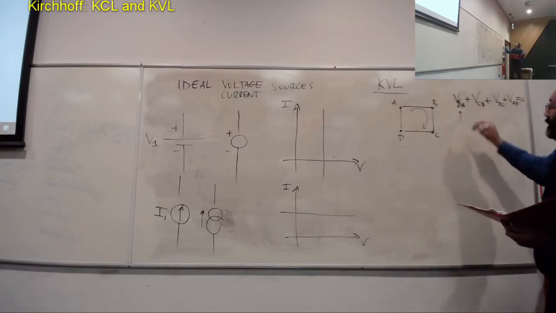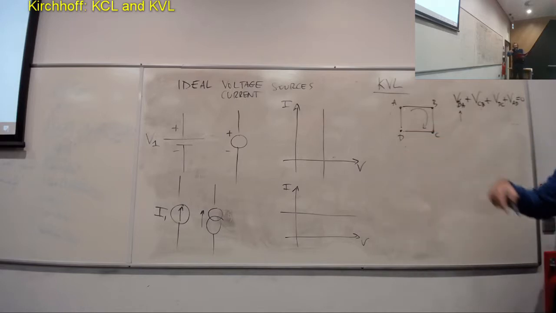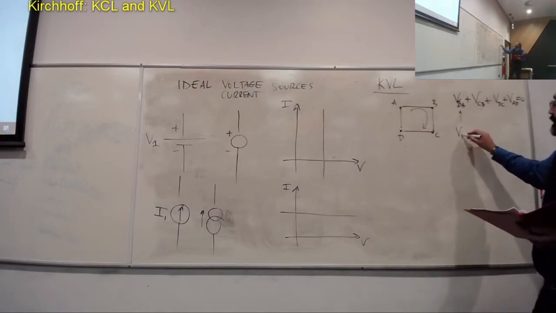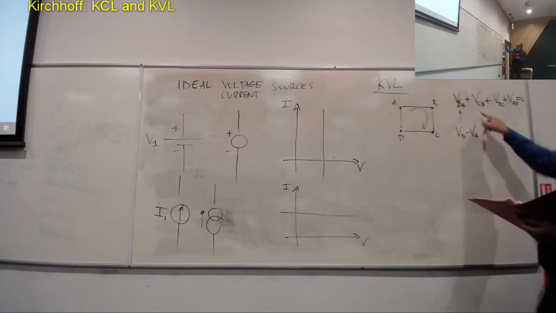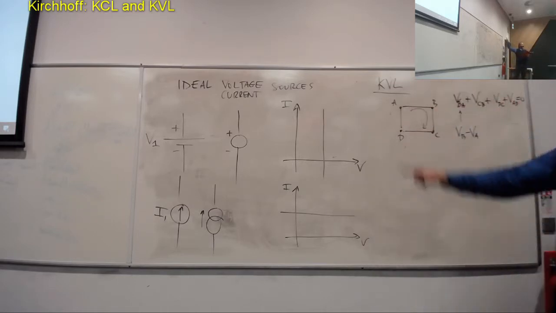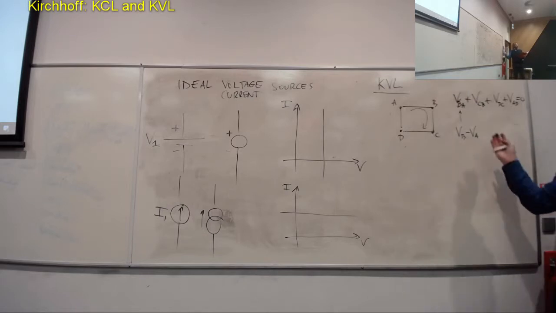Remember that this means, according to what I did previously in the definition of the voltage difference, VB minus VA, and correspondingly all this. This is one way of approaching KVL: you go all around, and the sum has to give 0.